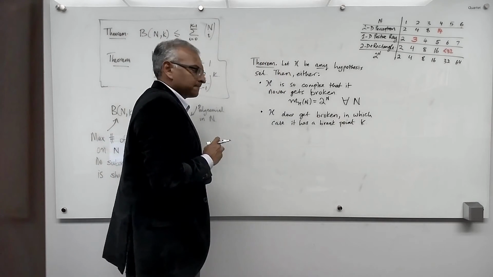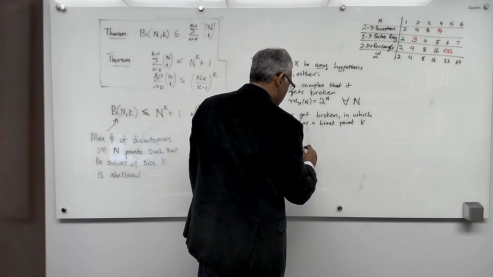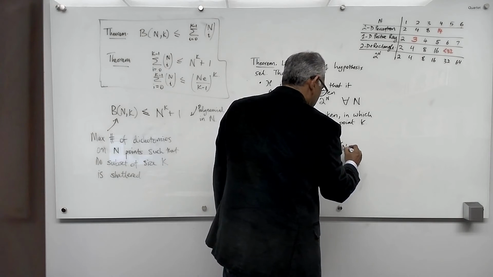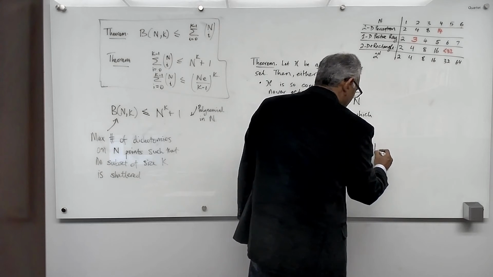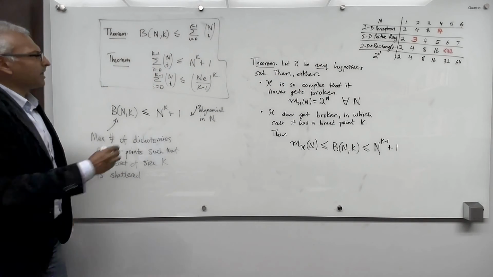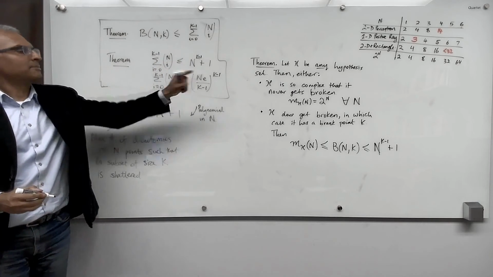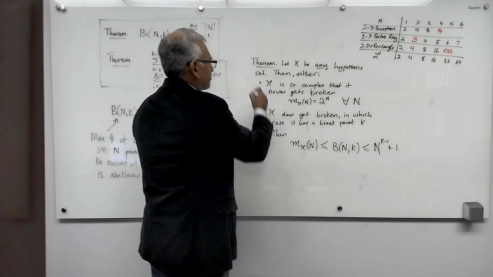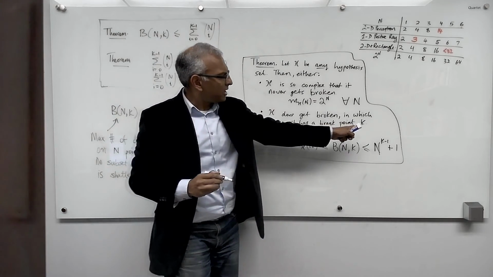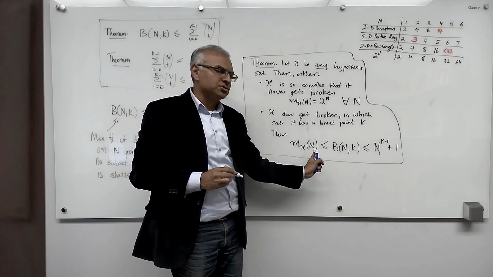And if it has a breakpoint k, then, as we just proved, m sub H of n is at most B of n and k, which is at most n to the k minus 1 plus 1. There's a typo here. This should be k minus 1 in those bounds. So, theorem. This means that the breakpoint for H plays an important role in bounding m sub H of n for all n.